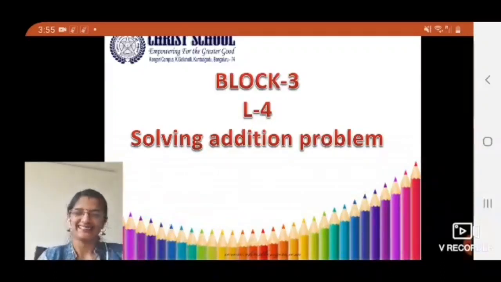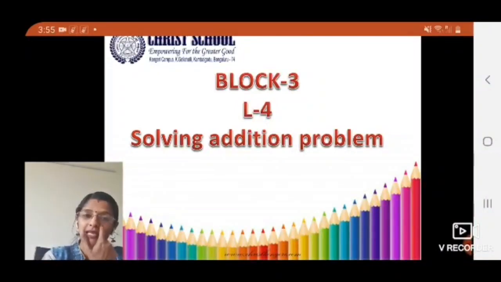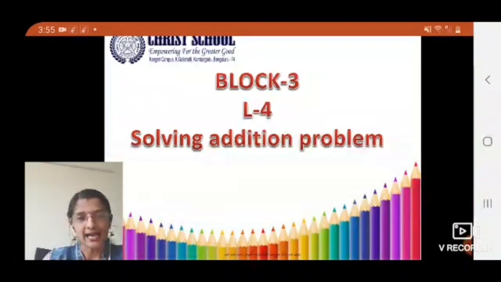All are fine? Okay, so today we are going to learn lesson 4 of the third block, and this is solving addition problems. We often use addition to solve problems in real life. When we need to put together, we add. You know that? When we do addition?